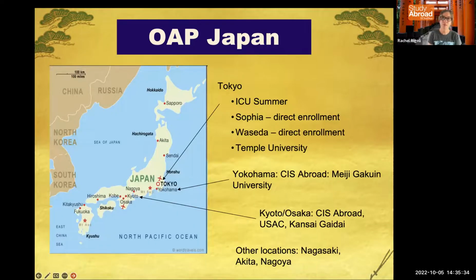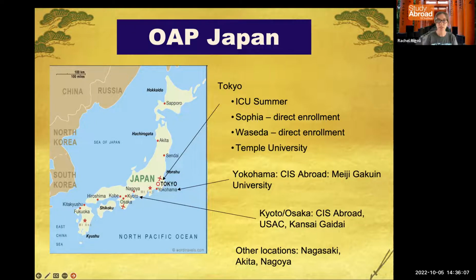So now I would want to talk about OAP, and OAP stands for the Opportunities Abroad Program, and these are programs outside of the UC system. So it's the umbrella term that we use for direct enrollment at a university overseas or going through an outside study abroad provider. And so there's a lot of offerings in Japan through OAP, and I just have a few highlighted here. I already mentioned the International Christian University. If you want to do Japanese language study over the summer, you can apply directly to ICU.